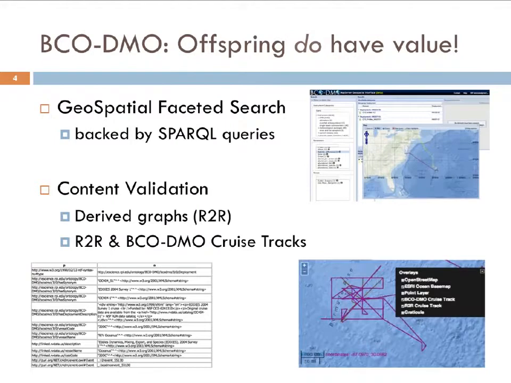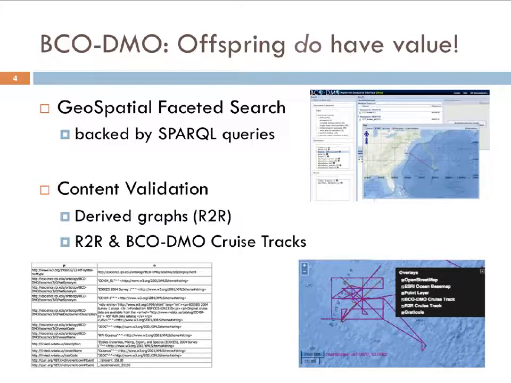So we're in this relationship, and we've got all these assets, and we've got these offspring, I want to call them, of this relationship. To show you an idea of what some of those things are, one, we have a geospatial faceted search interface that PIs and researchers can come to and ask questions of our metadata model from their perspective. It's backed by SPARQL queries via an OpenSearch interface, and it gives them a geospatial mapping way to get at data that interests them.